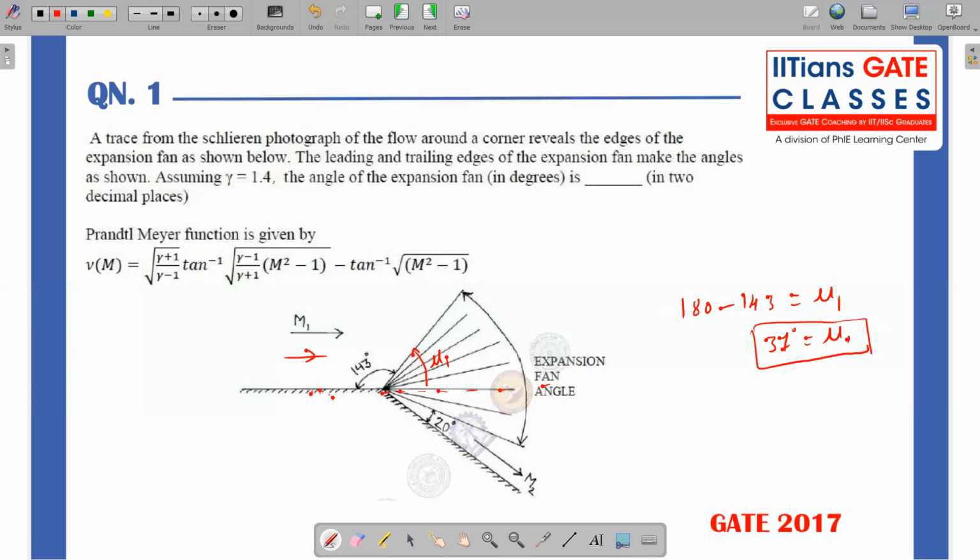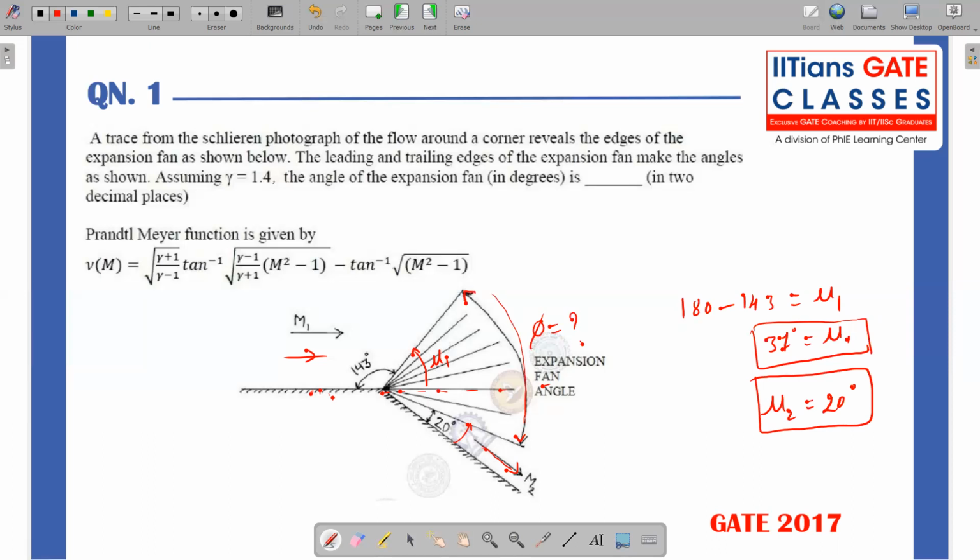And mu2 is already given to you with respect to this flow direction. Whatever the angle this last Mach line is making, that is mu2. So mu2 is 20 degrees, given in the figure, right? All they are asking you to calculate is the angle from the starting Mach wave to the final Mach wave. So this is the expansion fan angle, let us denote it as phi. This is what we have to determine.